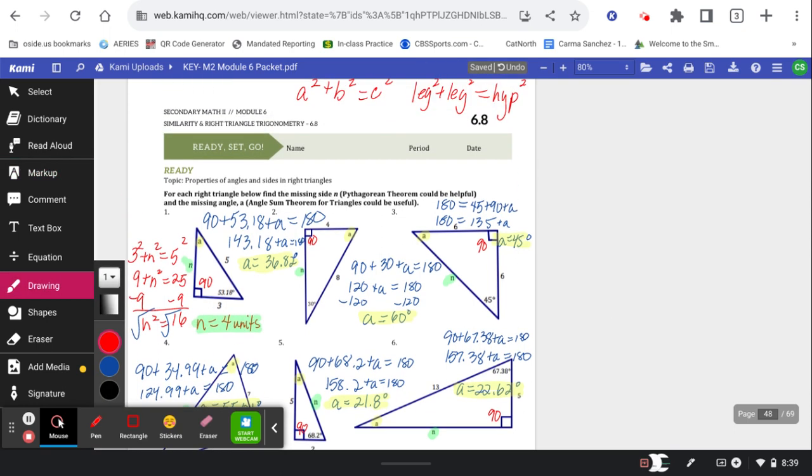All right, let's go to the next guy. We're going to squish all this work in where we can. I've got a 4 for a leg, I've got an n for a missing leg, and I've got an 8. So I've got 4 squared plus unknown leg squared is equal to hypotenuse squared. I'm going to minus 16 from both sides, and I get 48.